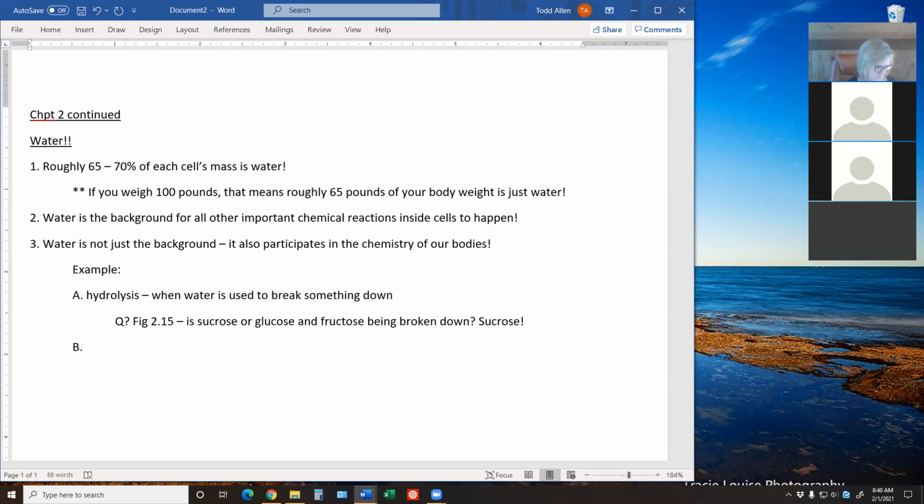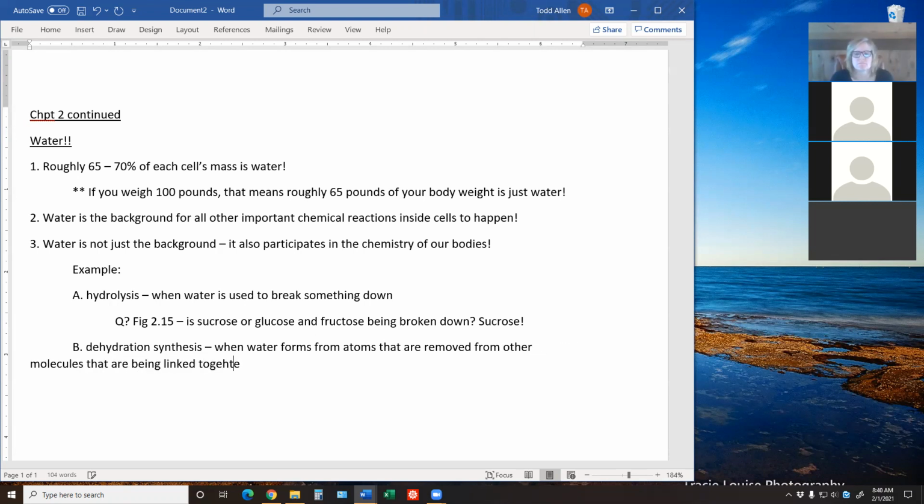Again, here we're going to be talking about dehydration synthesis. Dehydration synthesis is when molecules have atoms removed for the purposes of linking them together, and in the process of linking these molecules together, we pull off atoms that allow water to form. When water forms from atoms that are removed from other molecules that are being linked together.